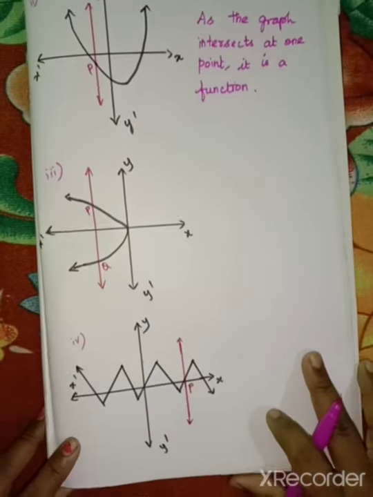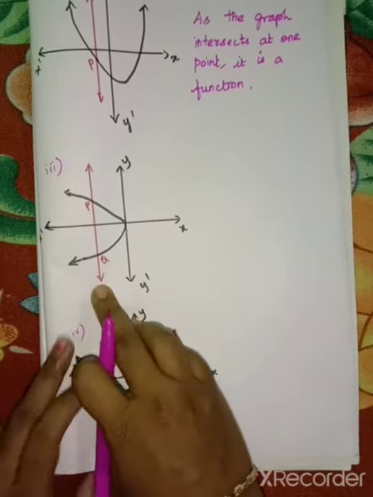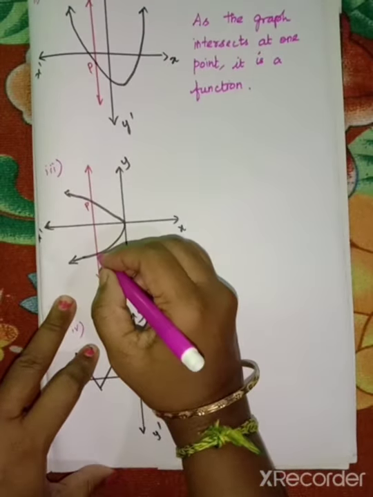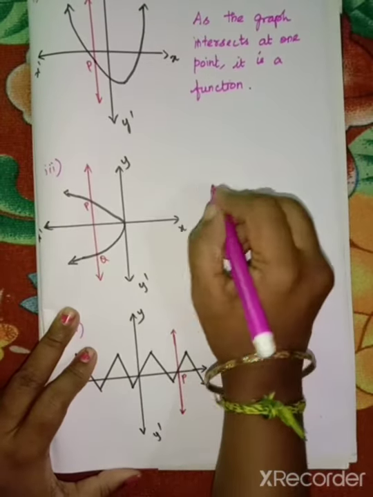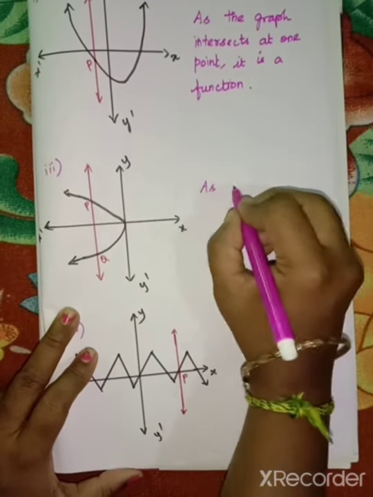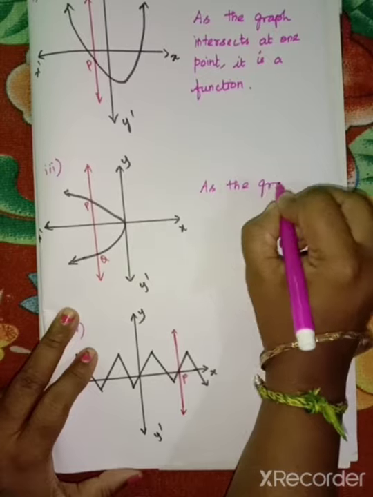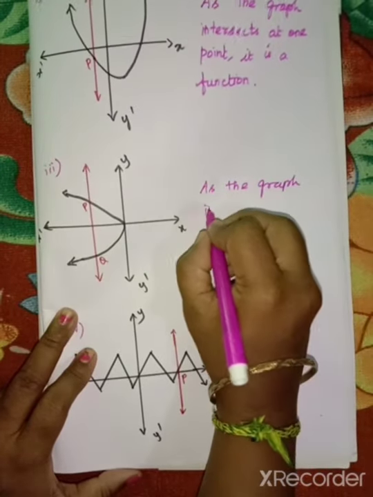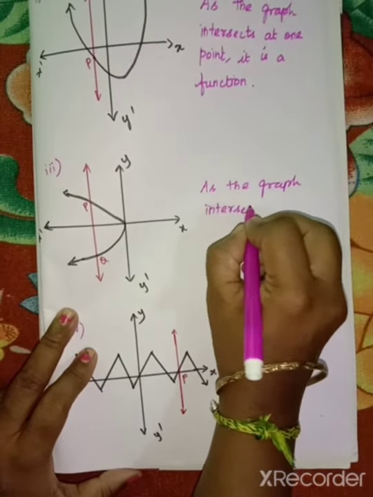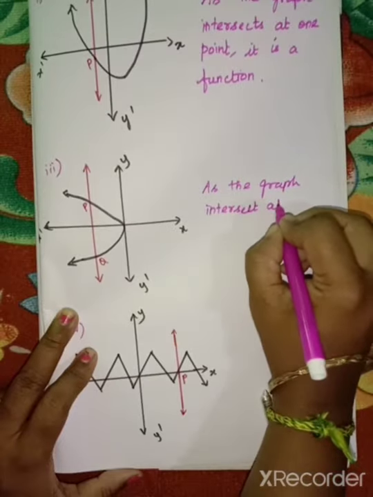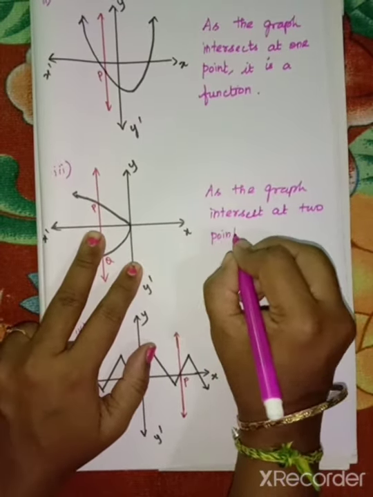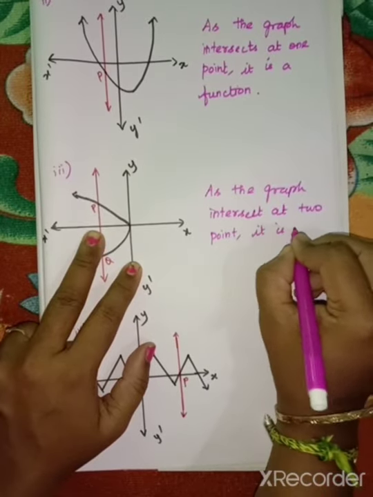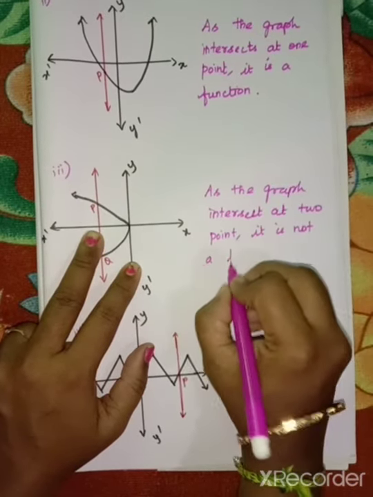See the third one. The curve connects with the vertical line here, touching the curve at 2 points. So it is not a function. As the graph intersects at 2 points, it is not a function.